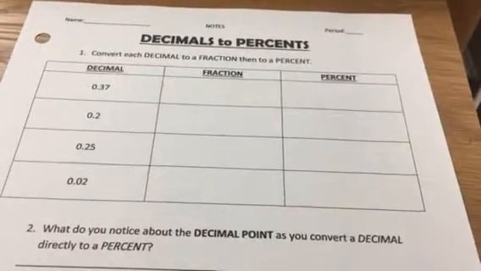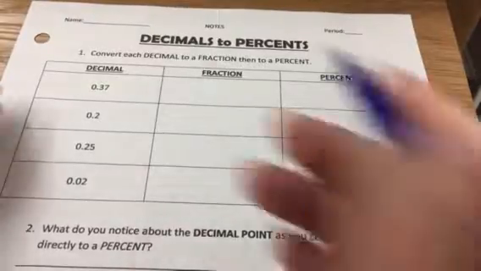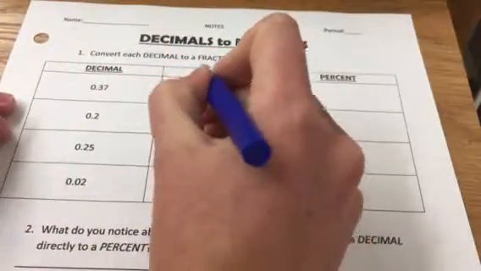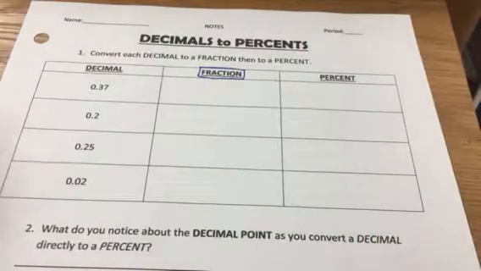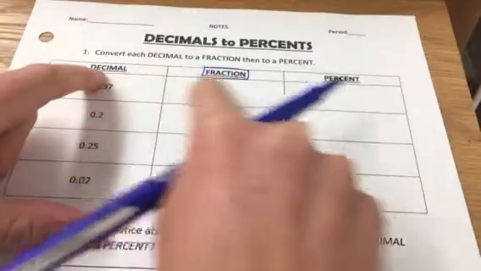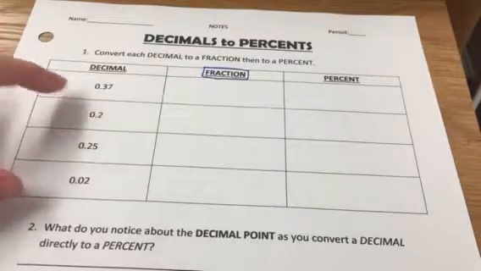All right, now we're going to go ahead and convert decimals to percent. So we're going to use what we already know about the relationship between decimals and fractions to help us come to a conclusion about how we can go directly from decimals to percent. Because remember, all three of these, decimals, fractions, and percentages, they all represent part of a whole thing. So let's go ahead and use our knowledge of decimals.